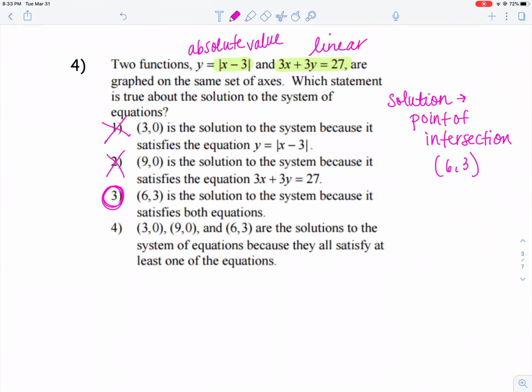So that's why clearly your answer has to be choice 3. Okay? And again, you could prove it by literally plugging (6, 3) into your x and y for each equation, and you would see that it would satisfy both.